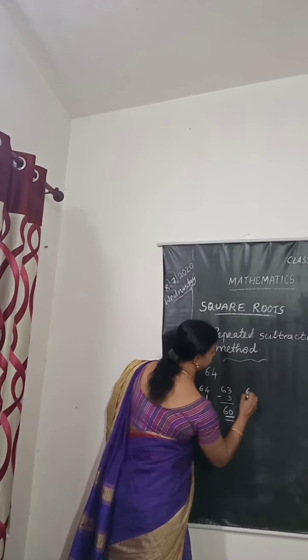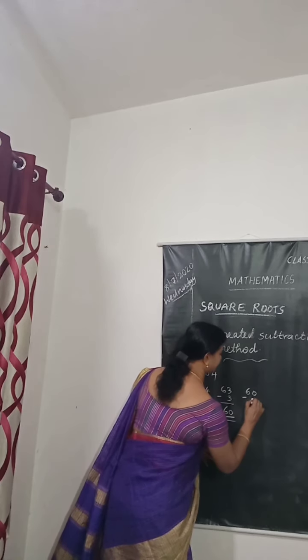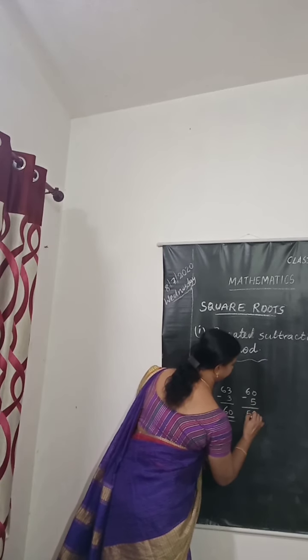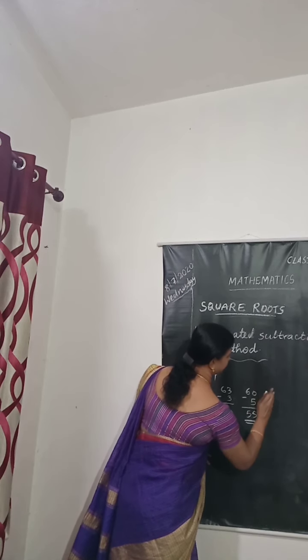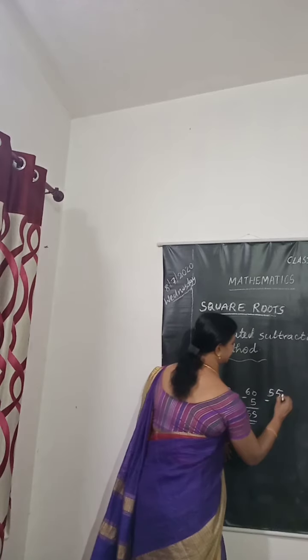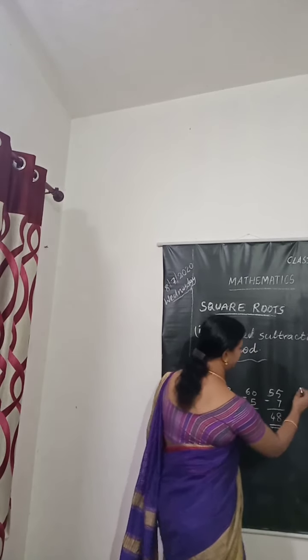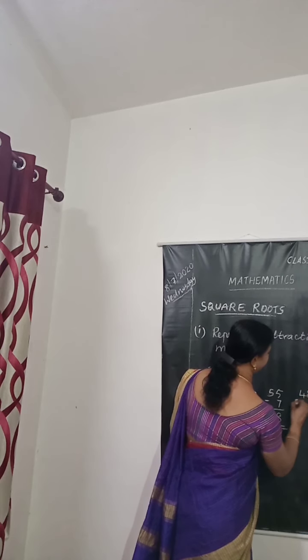Next, 60 minus the next odd number, it is 5. So you want to subtract 5. It is 55. Next, 55 minus the next odd number, it is 7. 48 is the answer. Next, 48 minus 9.